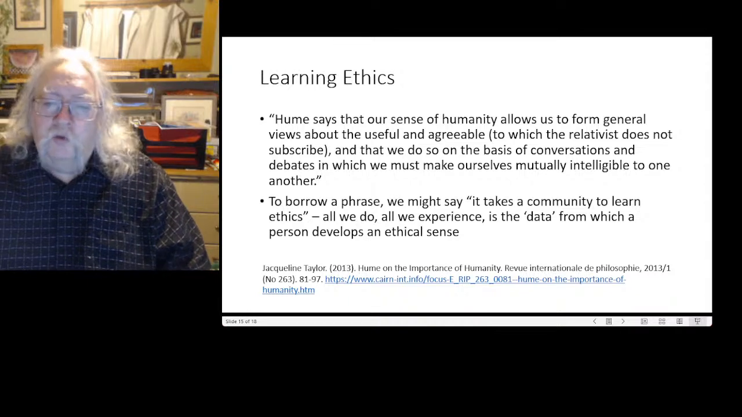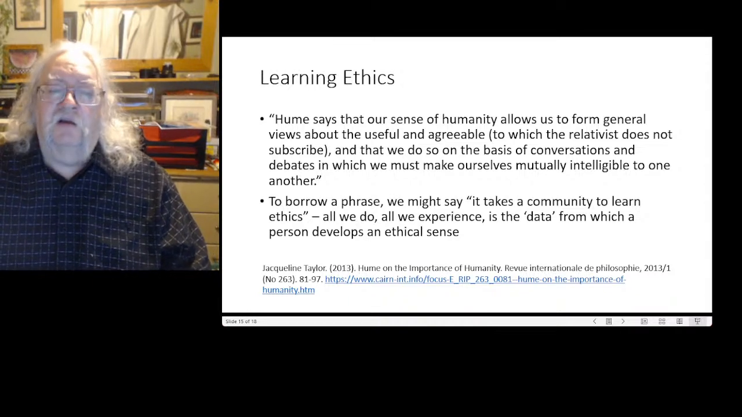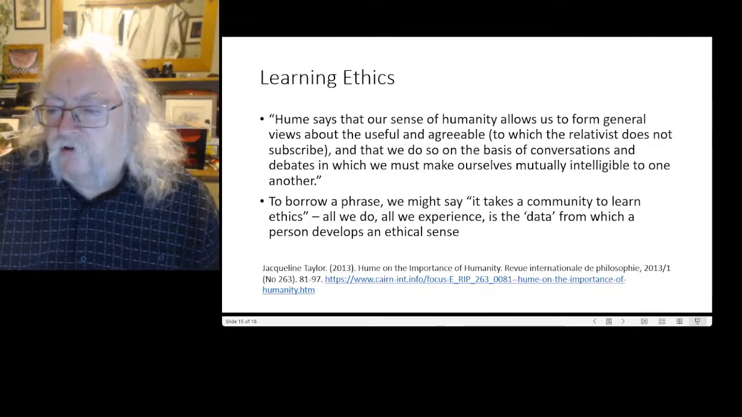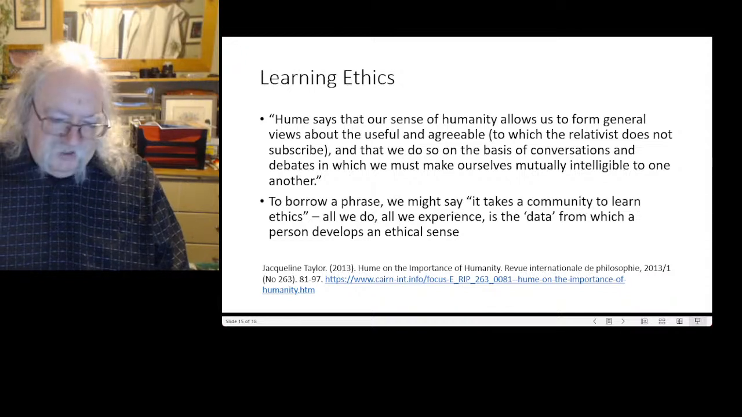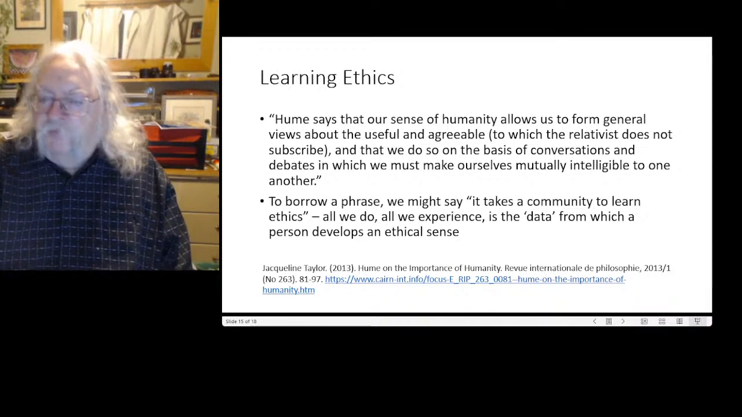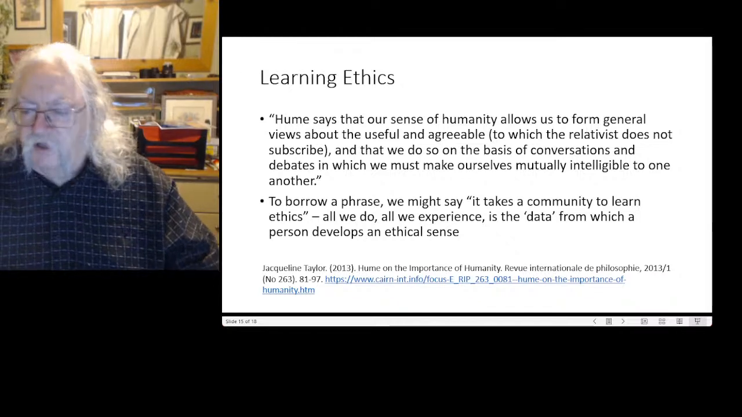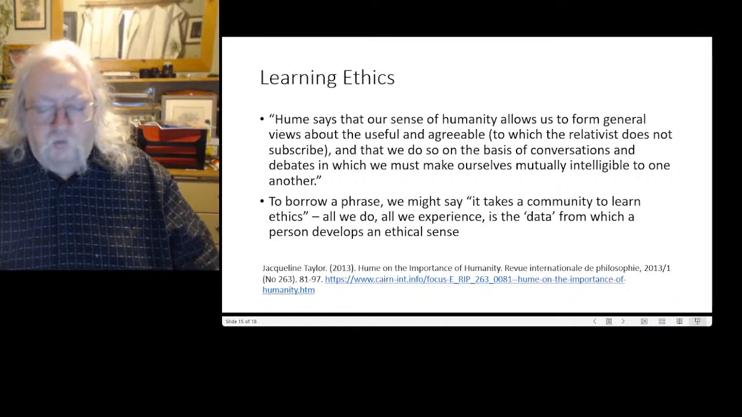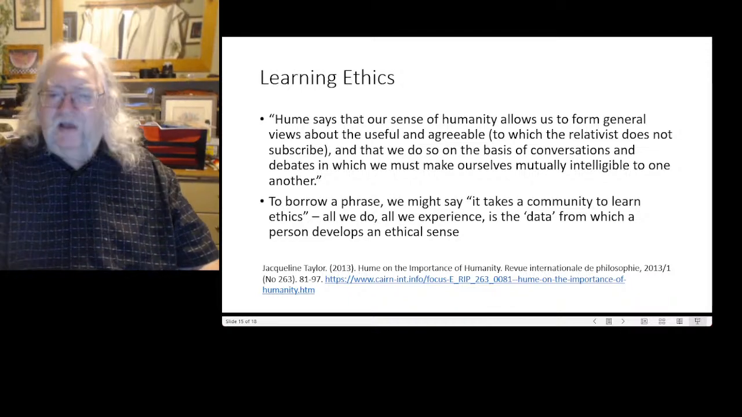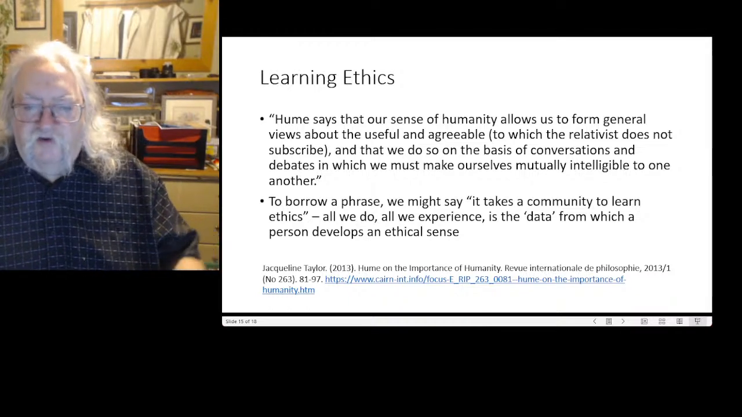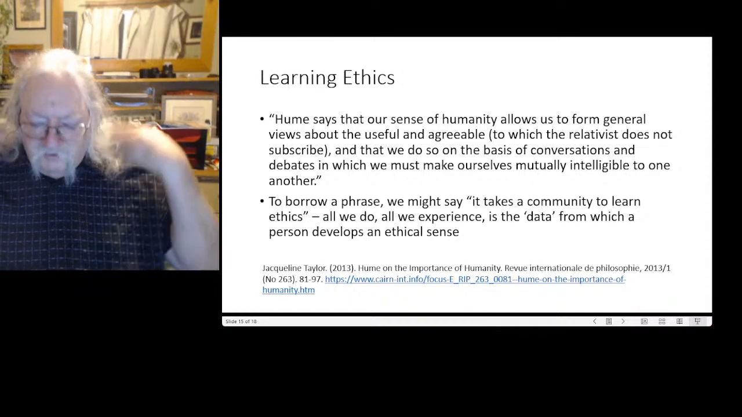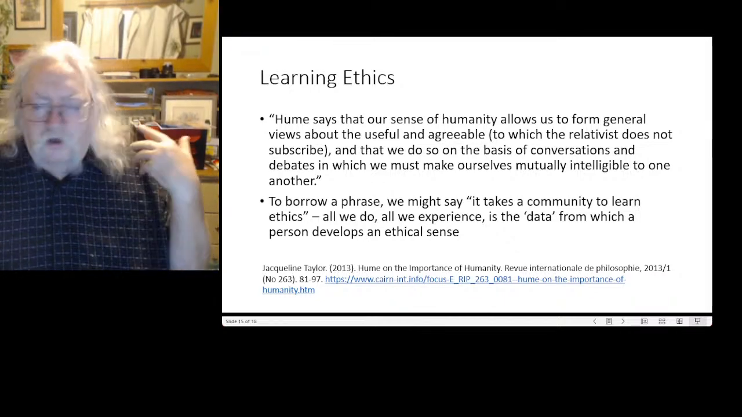All we do, all we experience, everything, is the data from which a person develops an ethical sense, just like any other part of our knowledge. All of our experiences of grandma, including seeing pictures of grandma in the photo album, are what enable us to recognize grandma when she comes through the train station. All of our experiences of good behavior, bad behavior, indifferent behavior are what lead us to develop an ethical sense about what's happening in front of us now, where we recognize good behavior, where we recognize vice. And all of this is happening not on the basis of rules, but subsymbolically in the inner workings of our brain, our neurons connecting with each other.